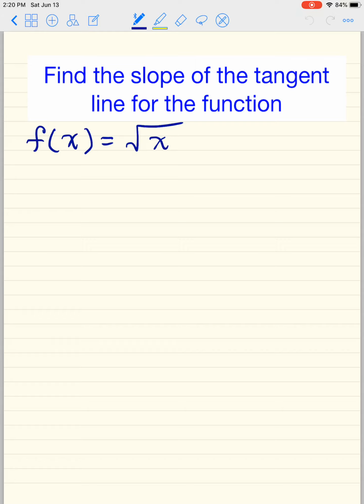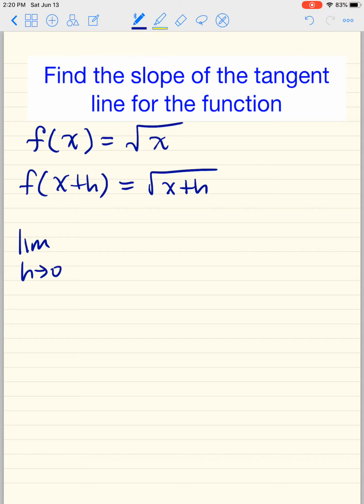So let's find the slope of the tangent line for the function. In order to do that, we're going to have to use the definition of a derivative. The first step is to find out what f of x plus h is. Every time you see an x, you substitute an x plus h. Now, we're going to take the limit as h approaches 0, and I hope you remember from the limits video how to solve limits that deal with radicals. If not, go back to the videos in the playlist.